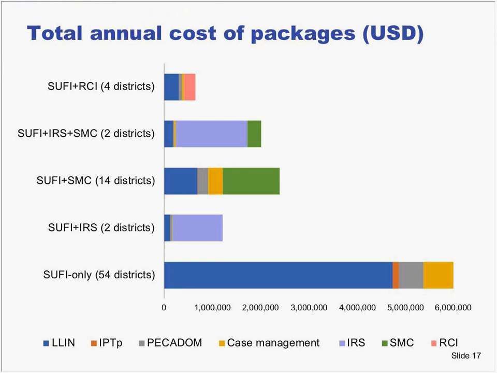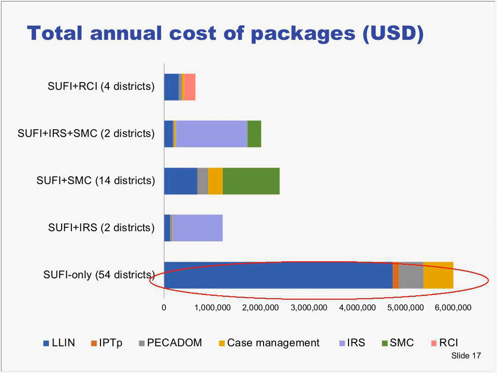Here are some selected results that we wanted to share with you today. We start with the total annual cost of packages. In this graph, the x-axis represents the total cost of packages, broken down by the total cost of the interventions inside those packages. On the y-axis, you have the different packages and the number of districts where these packages are implemented. One thing to note is that Sophie, which is in more districts, 54, has the highest total cost.